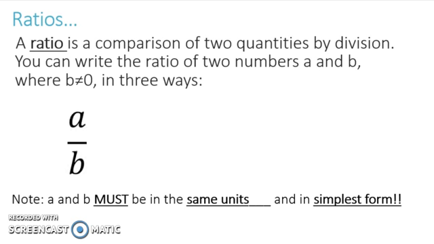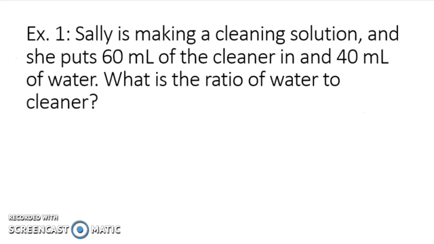We can also write it with a colon, A to B. And then we could write it in words, A to B. So these are the three ways you can see a ratio. And whenever you see one of these three ways, typically you're going to put it as a fraction in order to solve for anything. They must be in the same units and in simplest form. So make sure that if it's in inches, they're both in inches, and that you simplify the fraction if you can.